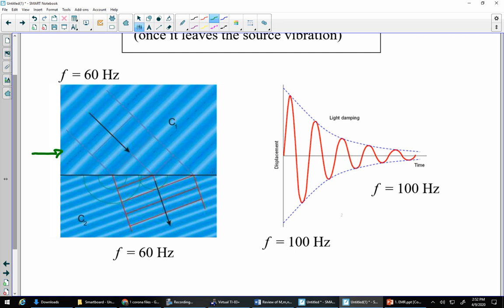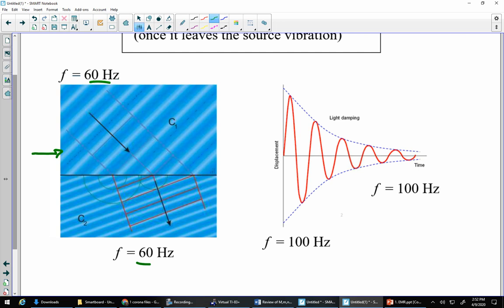What this is called, the bending of a wave as it passes from one medium to another, is refraction, and we'll deal with that quite a bit through this unit. So it doesn't matter if it's slowing down and bending as it goes from one medium to another. If it's 60 hertz before, it's going to be 60 hertz after.